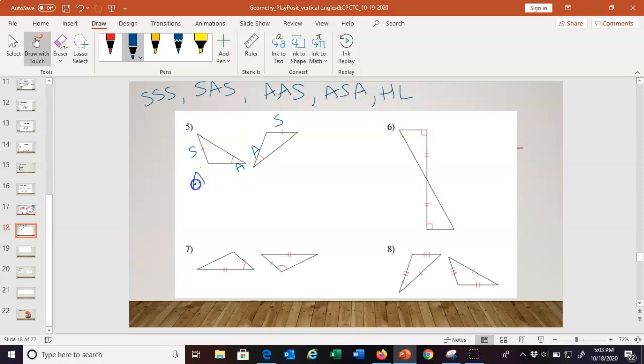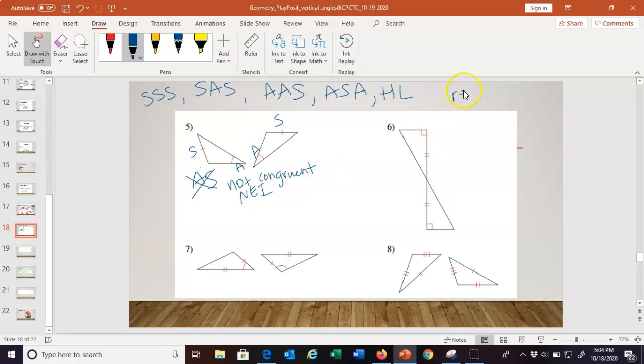Okay, this is AS. Do you guys see any two-letter postulates that have A and S? Nope, only HL, right? And we don't know that this is a right triangle. I would say that these are not congruent. Even though they look congruent, we can't prove that they are without any measurements. There's not enough information. You could also say, not enough information.